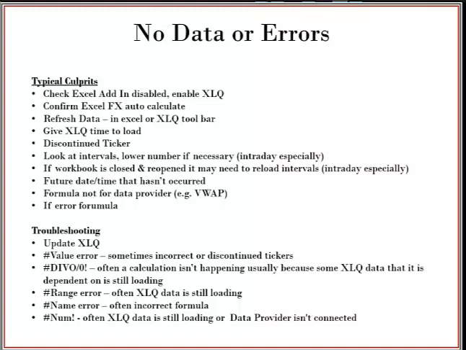If you get a name error, it indicates that you have used an incorrect formula. You've got some kind of error in your formula. If you see the NUM error, I see that a lot on my intraday dashboard, and that's just because the data is still loading or I've forgotten to connect the correct data provider.